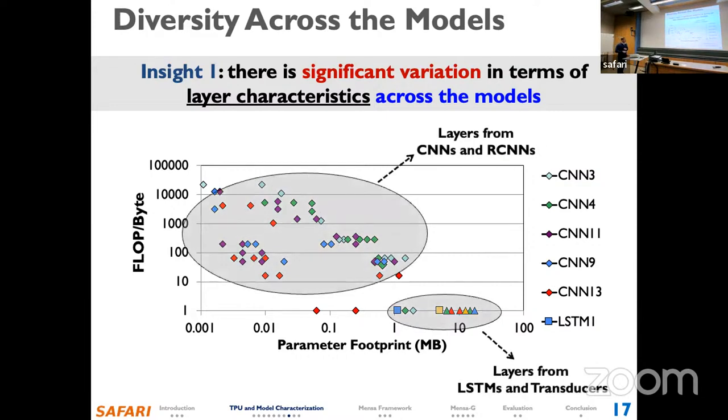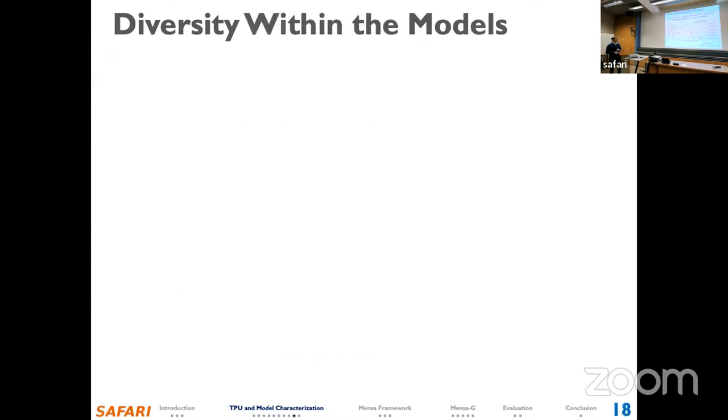So as you can see here, layers that are memory bound like LSTMs and transducers have really low reuse in terms of FLOPs per byte, or really low arithmetic intensity, but at the same time their parameter footprint is quite large. While layers that are more compute bound have lower parameter footprint, but at the same time they have a high FLOPs per byte arithmetic intensity.